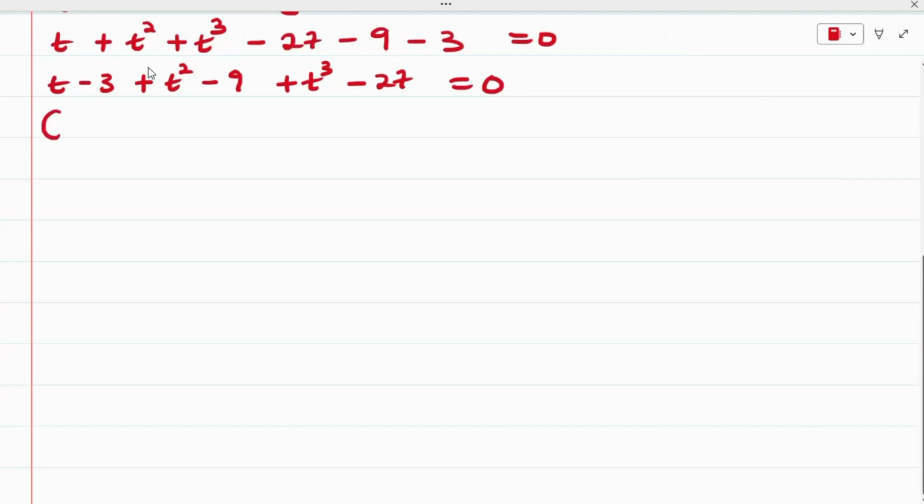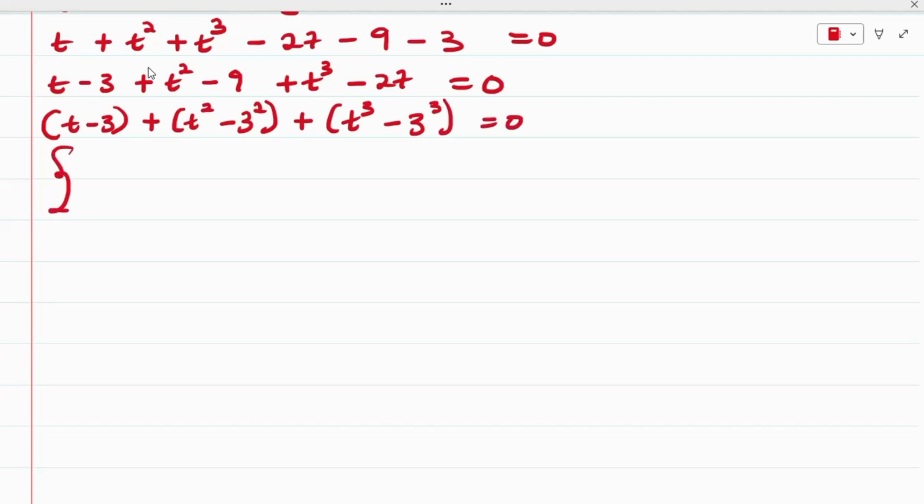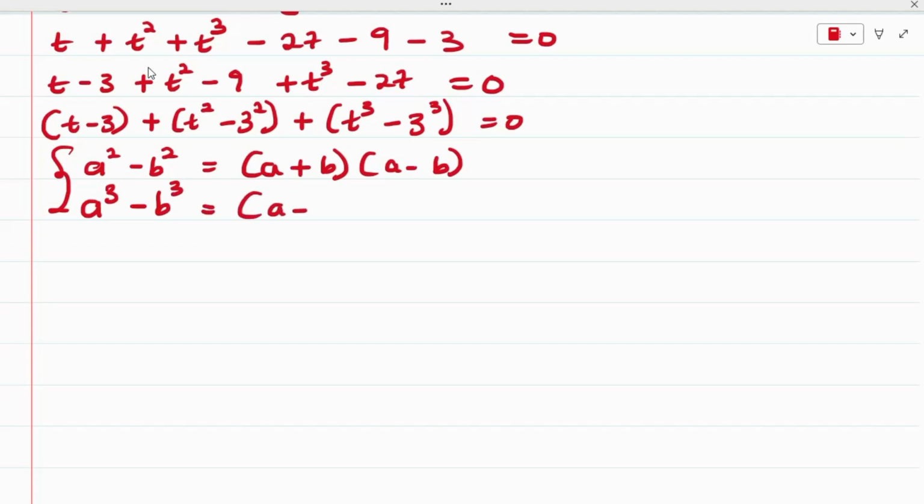So from here, we have this to be t minus 3 plus t squared minus 9. 9 can be expressed in terms of 3 as 3 raised to the power of 2, plus t raised to the power of 3 minus 27, which can be expressed in terms of 3 as 3 raised to the power of 3, and this is equals to 0. So applying this identity that says if we have a square minus b square, this is equals to a plus b multiply a minus b, and applying this that says if we have a raised to the power of 3 minus b raised to the power of 3, this is equals to a minus b multiply a square plus ab plus what? b square.